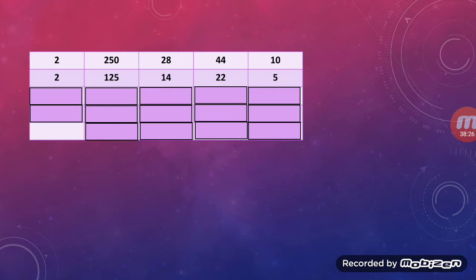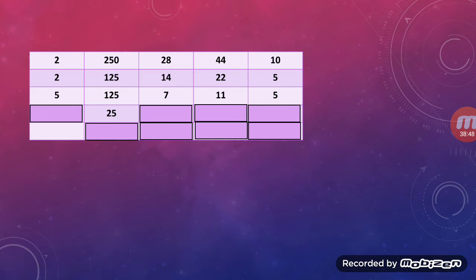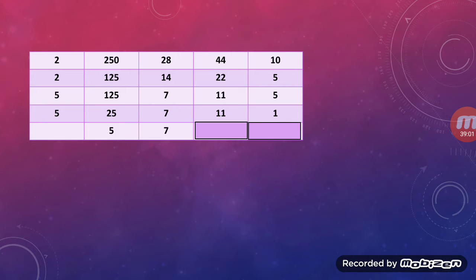And going down further, we're going to use 2 again, which divided by 125 remains 125 as it won't divide by 2. 14 becomes 7, 22 becomes 11, 5 remains the same. Now our next number we're going to use is 5. So 5 divided by 125 equals 25. 7 remains the same, 11 remains the same, and the 5 becomes a 1. And one more time we're going to use 5. 25 becomes 5, 7, 11, and 1 remain the same.